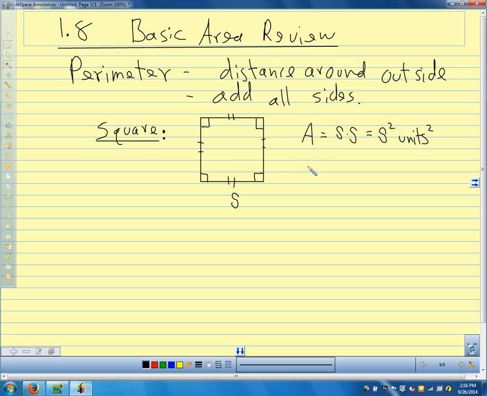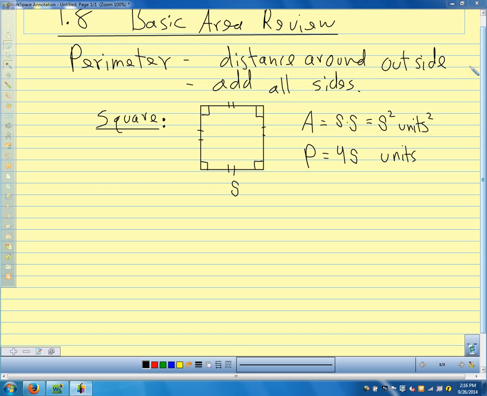And if we wanted to write a formula for the perimeter, how many of these side lengths do we have? 4. We would write 4S. And all we're doing is adding this 4 times. That's what this means. And our units for perimeter are always lengths, so it's going to be units. Inches, meters, miles. Okay. Let me rewrite my notes. All right, so there's our square.